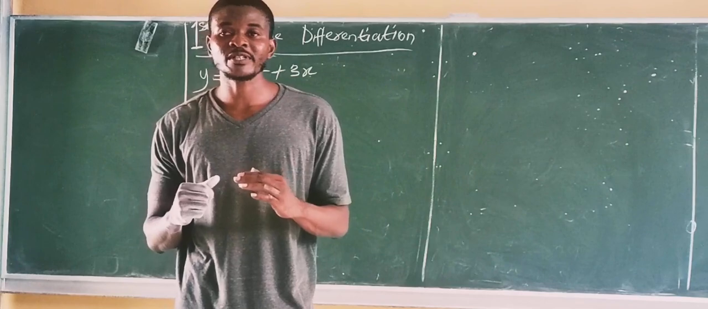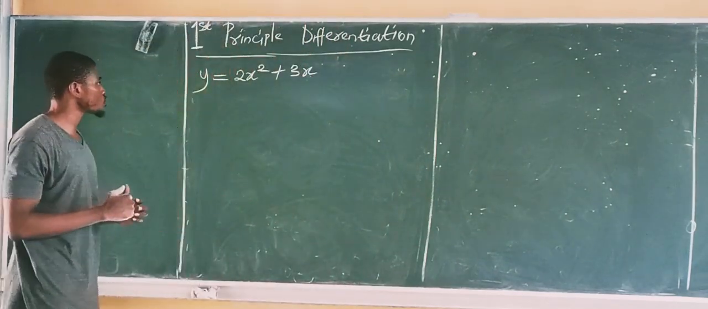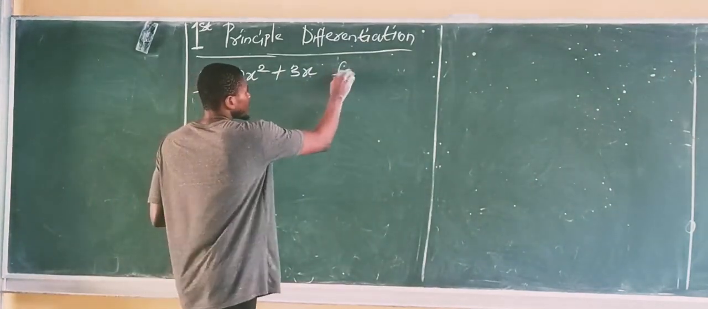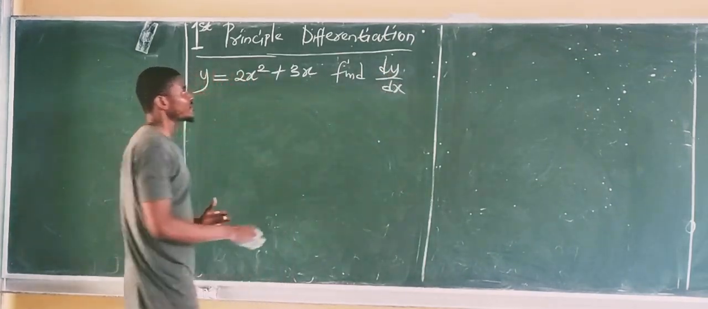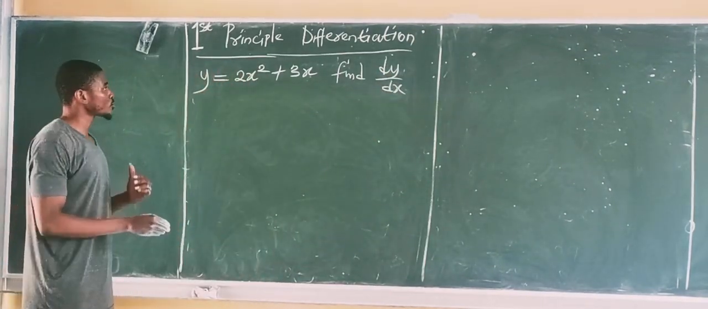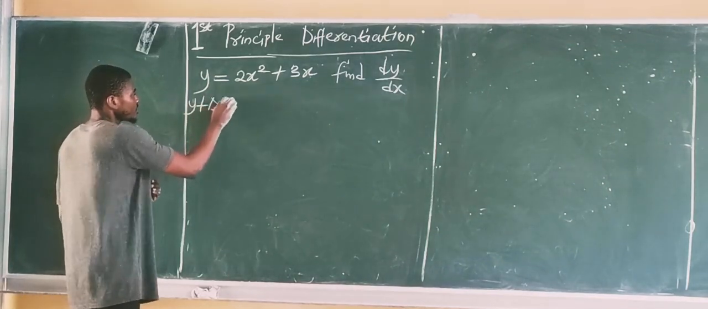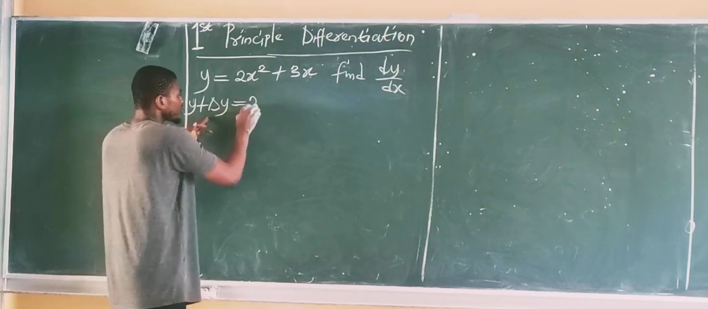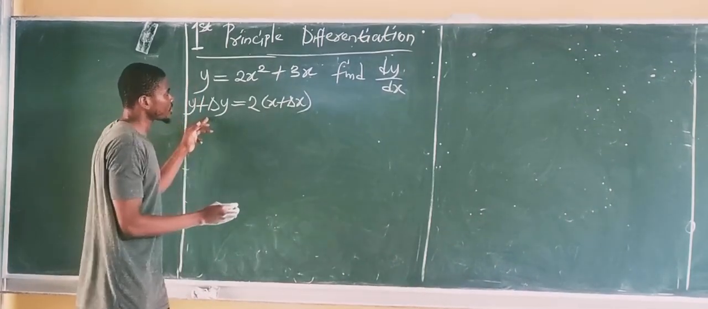So still on first principle differentiation, let's say we have y equals 2x squared plus 3x, and we are asked to find dy/dx from first principle. So I say that a little increase in the value of y, so if I increase y by changing y, I will also increase x by change in x, okay?